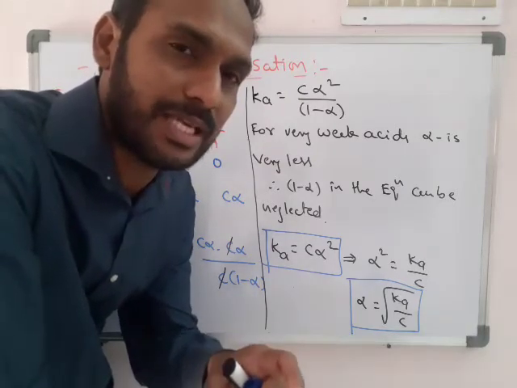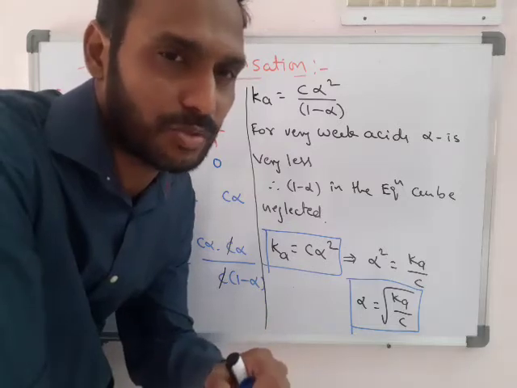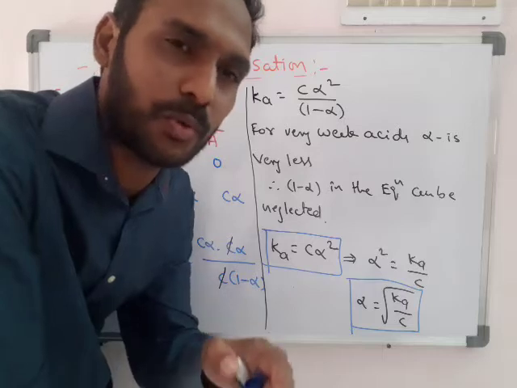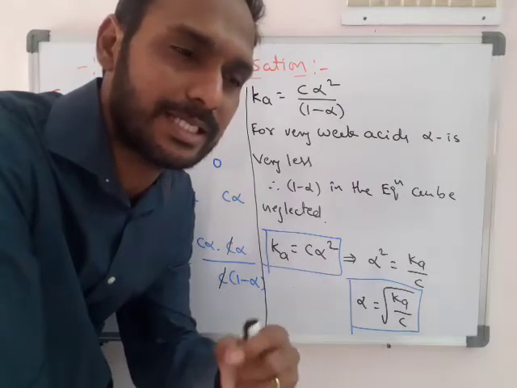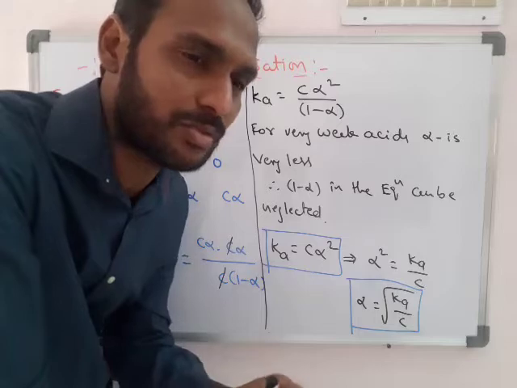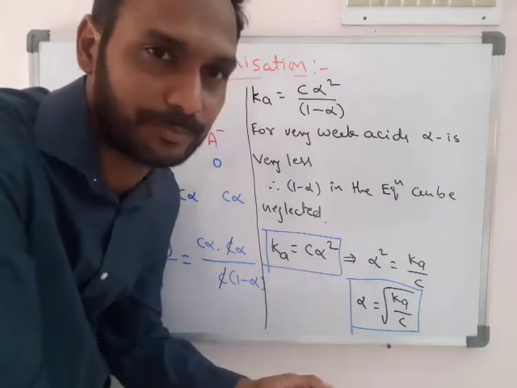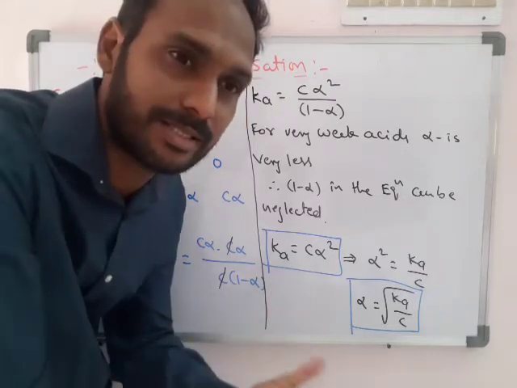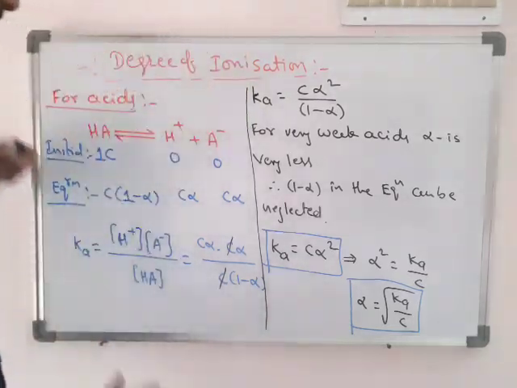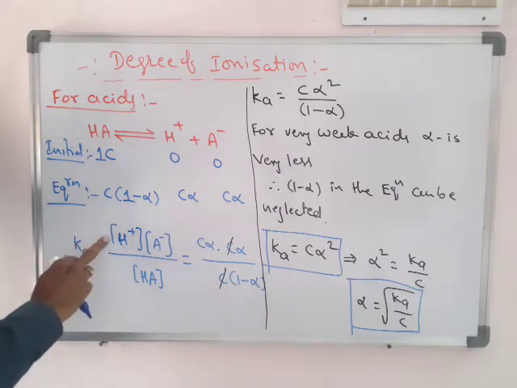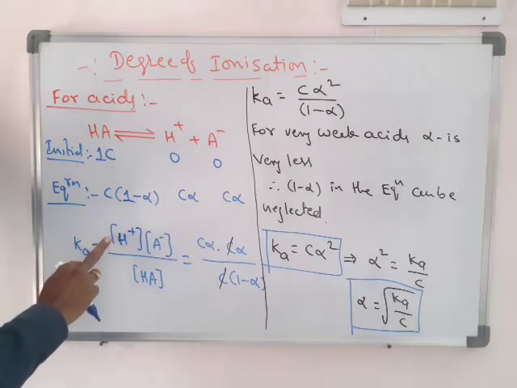But for weak acids, we have to get an idea of the degree of dissociation. In the problems they will give how much percentage is dissociated, and based on that we have to find the Ka value. Ka is equal to C alpha square. If the Ka value is highest, what is the meaning? Ka value highest means the numerator is highest. Numerator highest means the H plus concentration is highest.